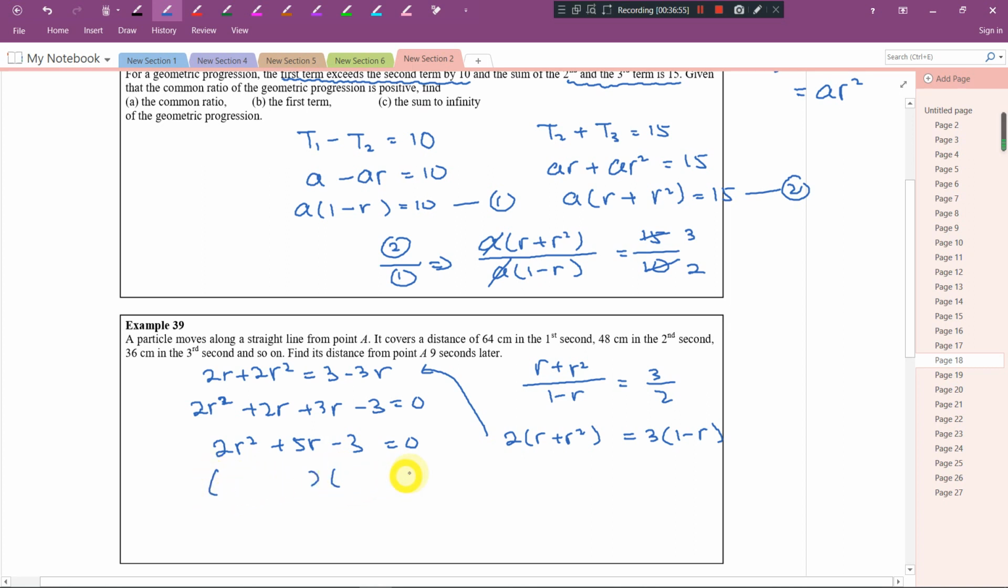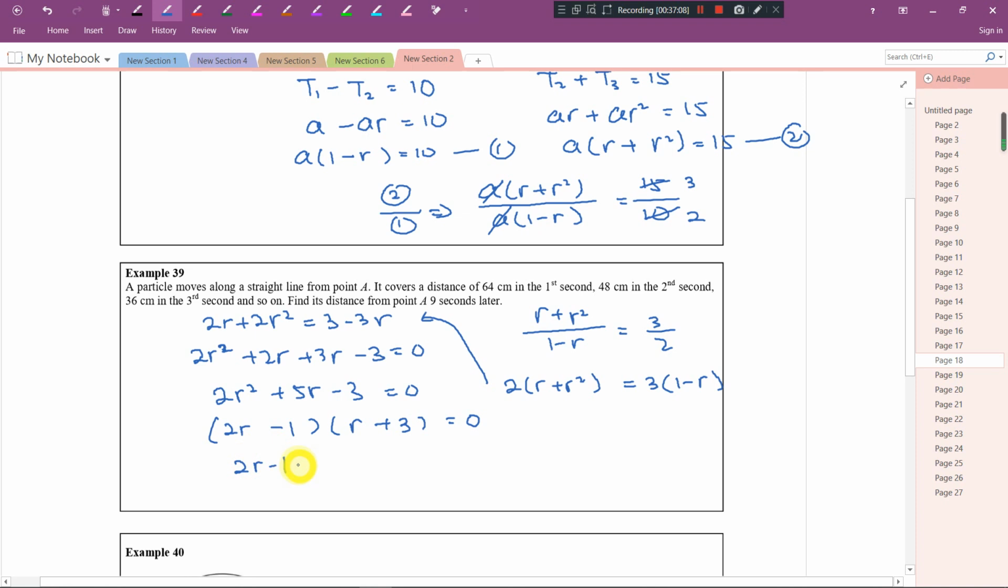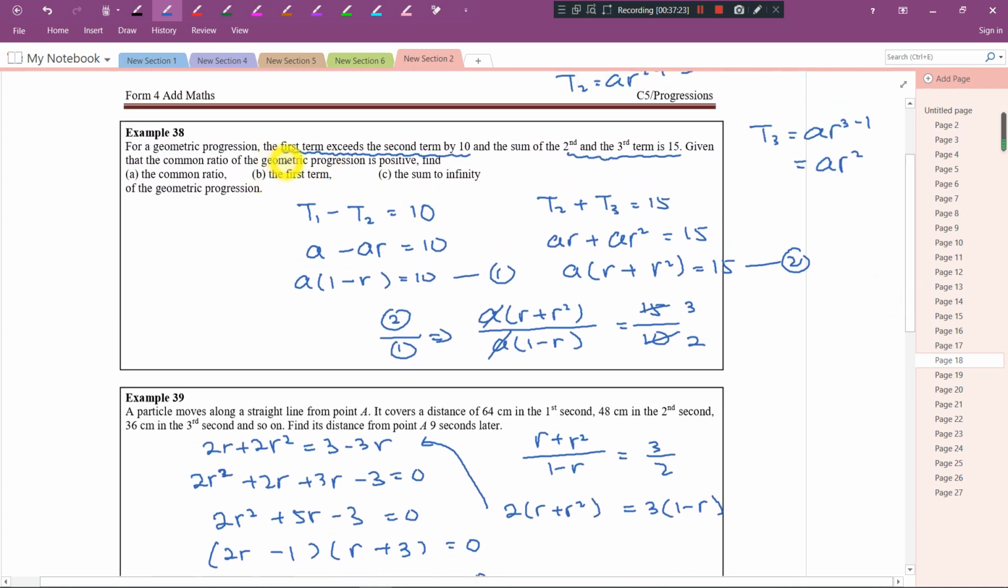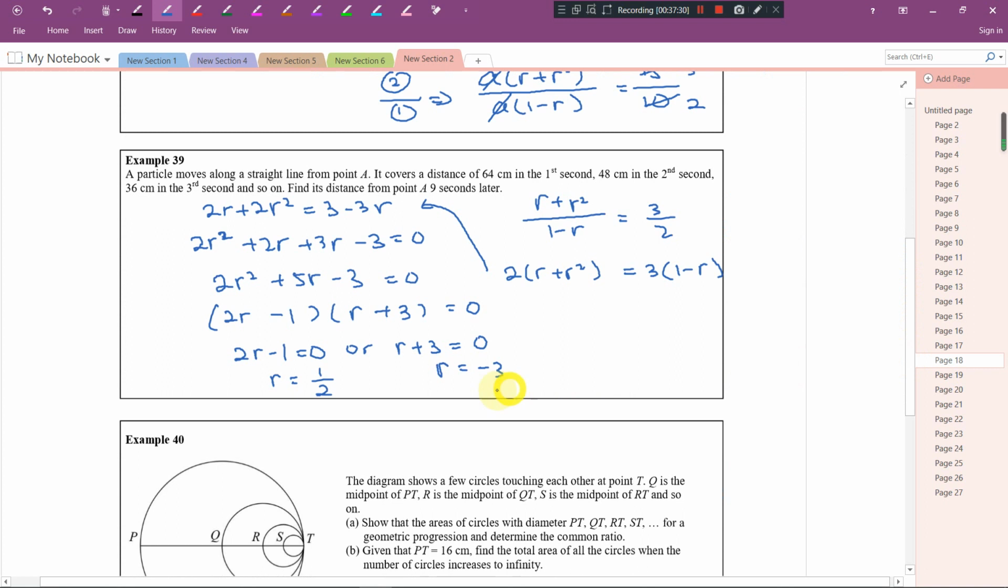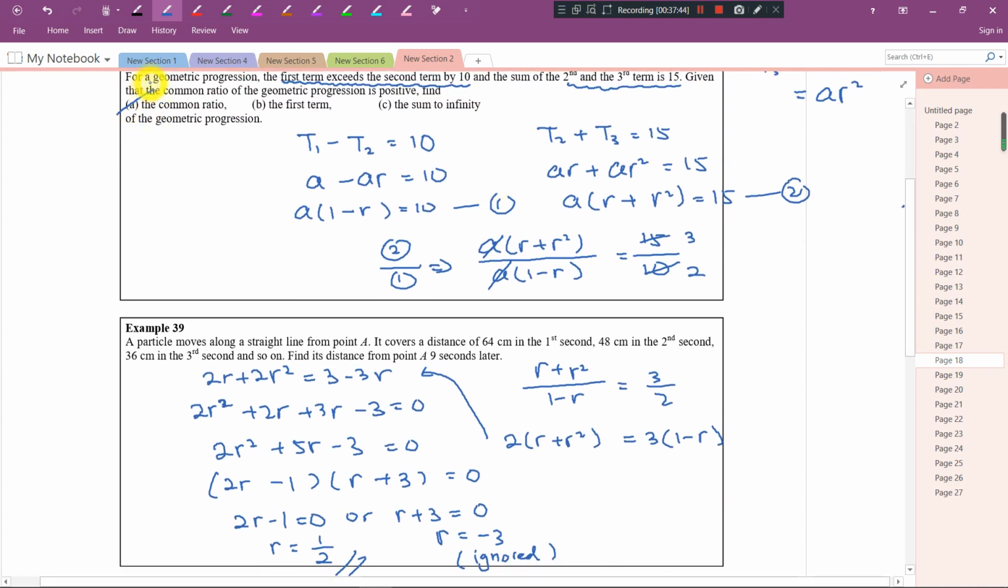You can use your calculator to help you do the factorization, or you can do it manually. Okay, so let me check. 2r minus 1 is equal to 0, or r plus 3 is equal to 0. r is equal to 1 over 2, and r is equal to negative 3. If you go back to the question, it tells you that the common ratio of the geometric progression is positive. So the negative one we don't want, ignore it, not accepted. So now we know that the common ratio is 1 over 2, or 0.5. Okay, so we have gotten the answer for part A.